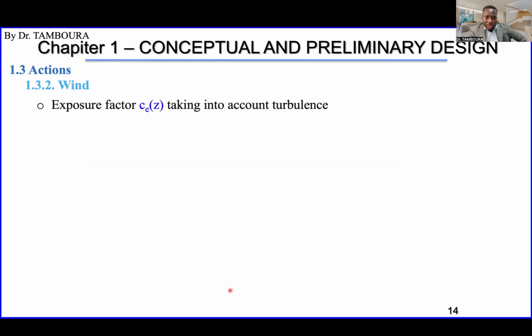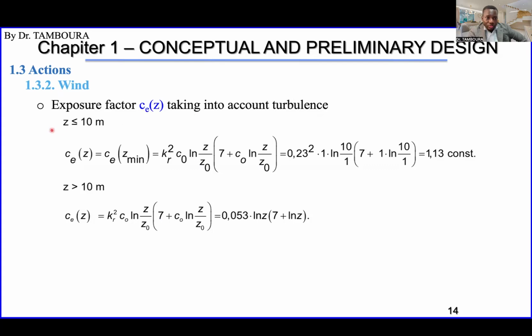So we can now calculate the exposure factor, CE. And this one is using the turbulence. For Z less than 10 meters, it means below Z minimum, this formula is giving us the exposure factor. The KR, we calculated previously. I will go to the previous slide to show you.